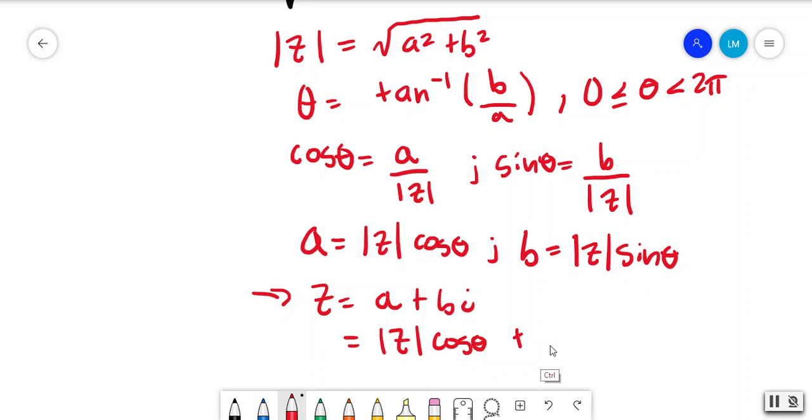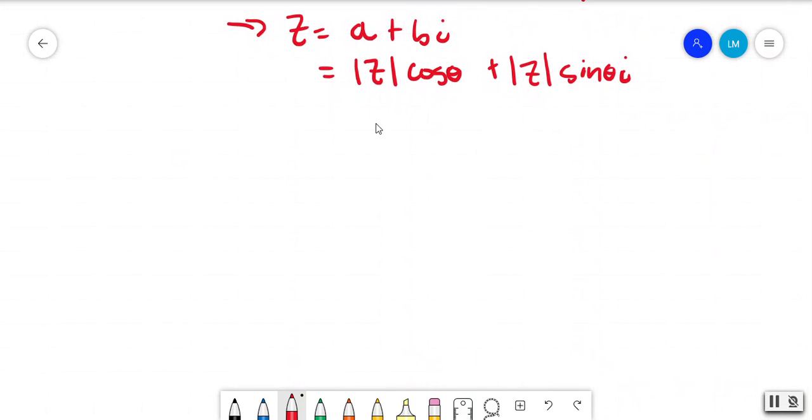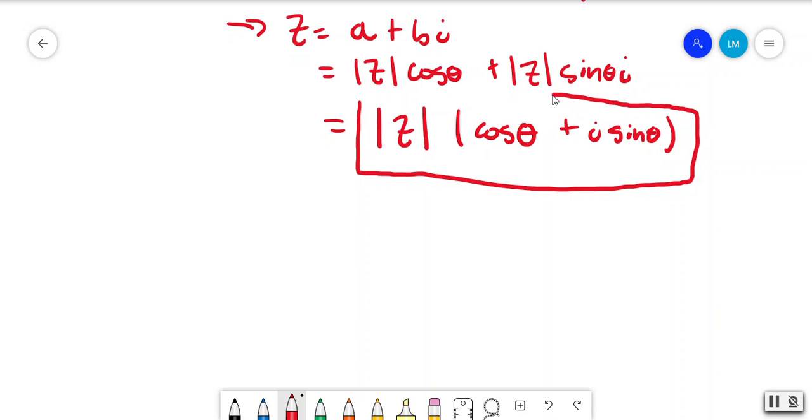Actually, let's just do this. Modulus of z, sine theta, and then you pop an i there. Now, basically from here, you take out the modulus and you just say z multiplied by cosine of theta plus i times sine theta. So essentially this is what we call the polar form of a complex number.